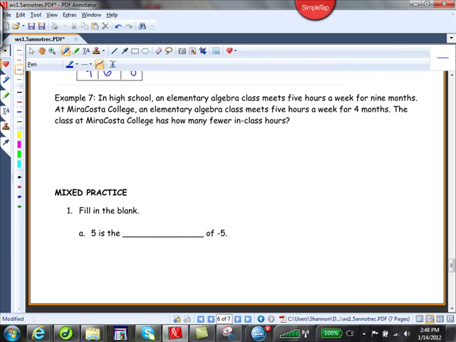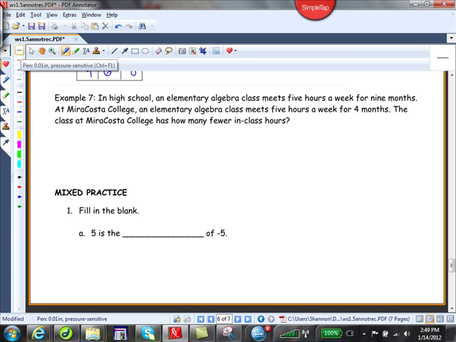In high school, an elementary algebra class meets 5 hours a week for 9 months. At MiraCosta College, an elementary algebra class meets 5 hours a week for 4 months. The class at MiraCosta College has how many fewer in-class hours? So how could we go about filling this out? If you want, go ahead and pause the movie and try to figure it out. For those of you that are a little bit stuck, here's a hint.